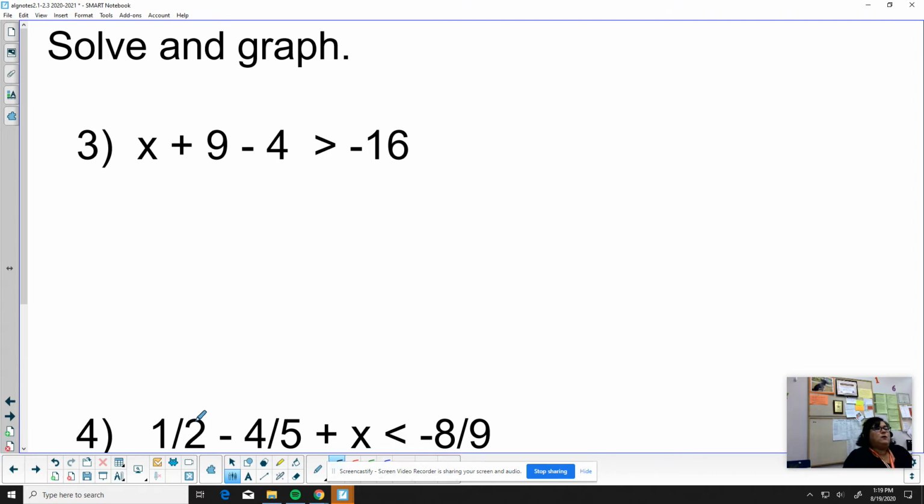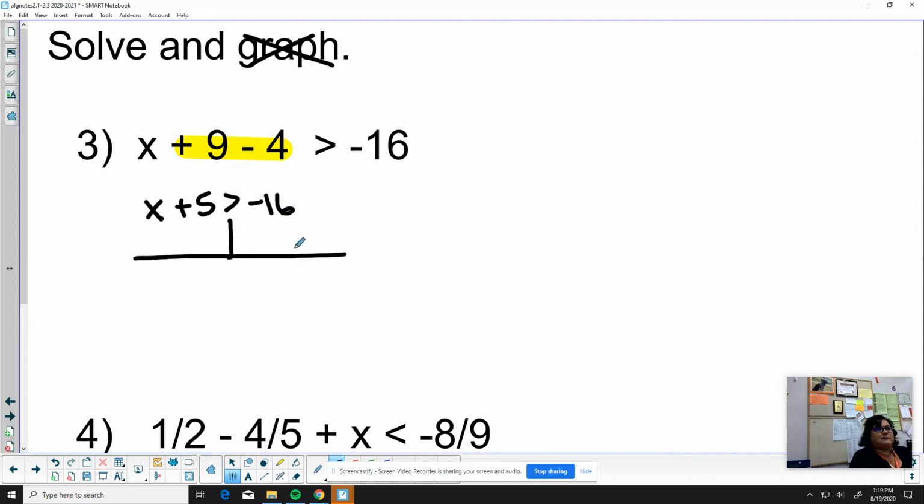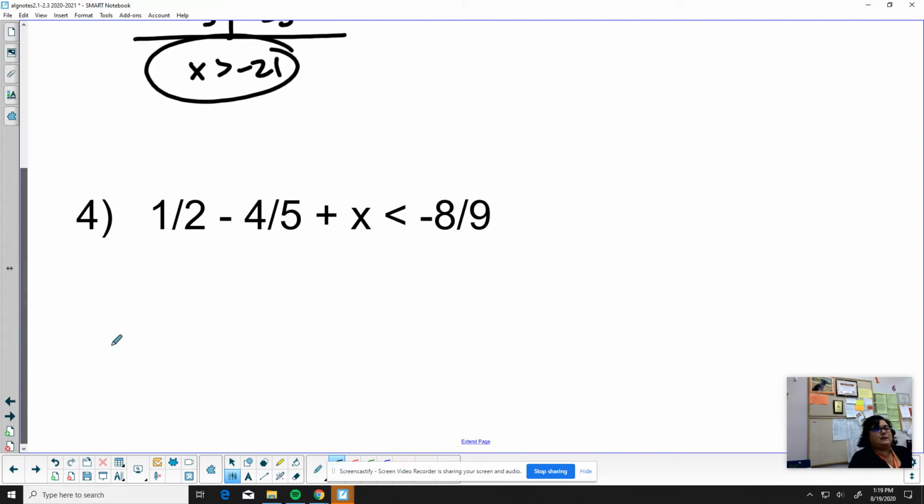Okay, number 3, we're just going to solve here. I'm going to cross out this graph because I think you've got the graph down. So we'll just do some solving. These are like terms on the same side, so I need to combine them. So x plus 5 is greater than -16. So I would subtract 5 on both sides. And this is my solution. X is greater than negative 21.